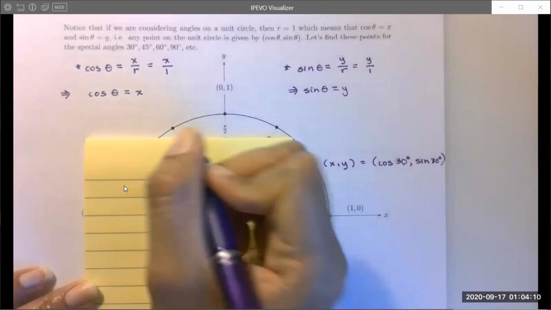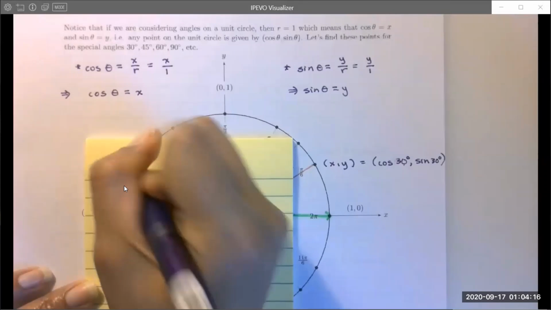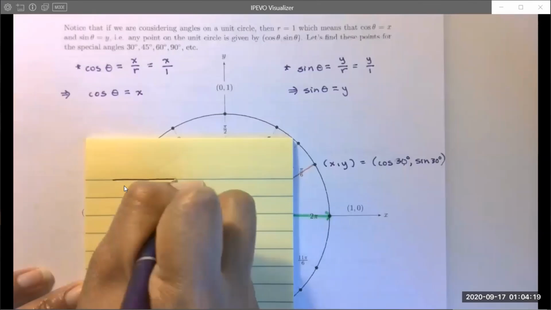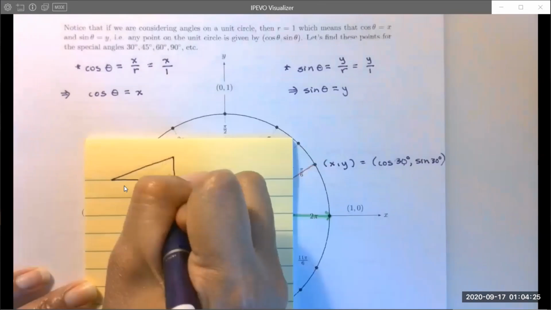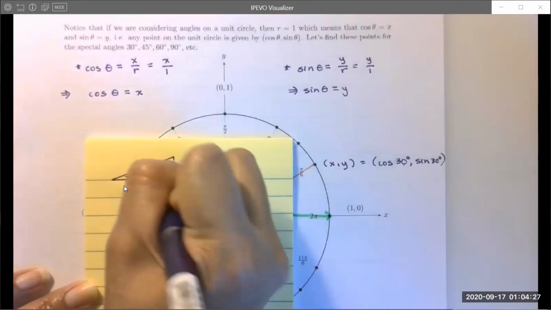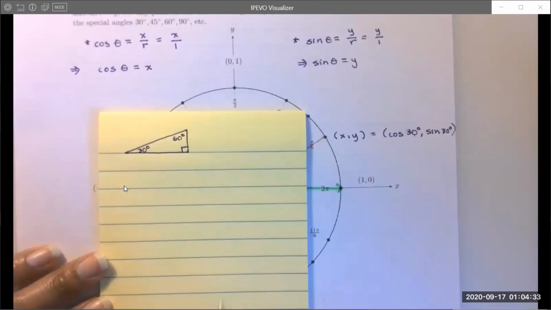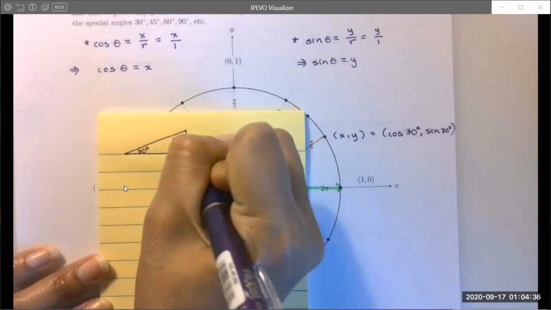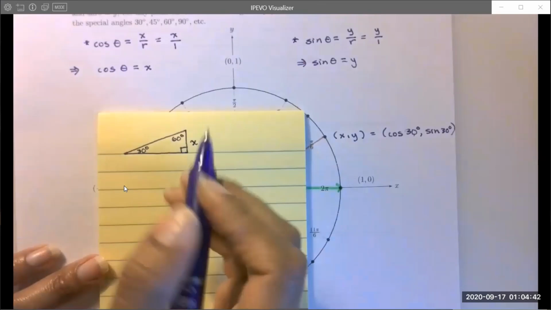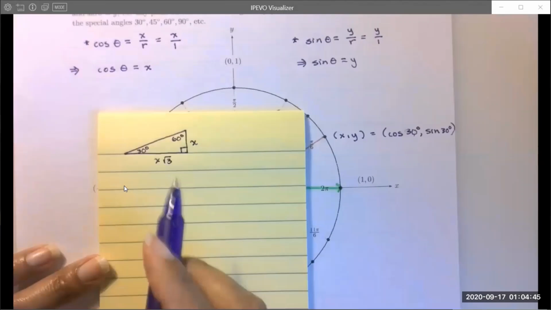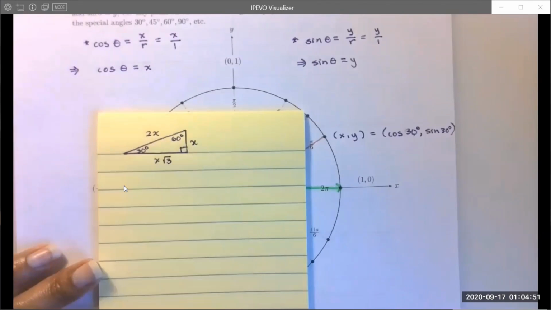I'm going to draw a 30, 60, 90 triangle. I'm going to draw the bottom angle as my 30, and then this top angle as my 60. So 30, 60, and 90. Now in a 30, 60, 90, the side opposite to 30 is always the smallest side, which we call x. The side opposite to 60 we call x radical 3, and the hypotenuse is always 2x, twice the amount of the smaller side.